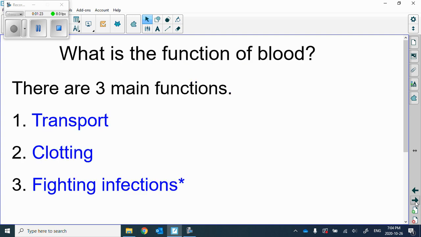And it functions to transport, so this would be oxygen, carbon dioxide, waste. We just finished digestion, so we talked about the nutrients like glucose and amino acids being absorbed by the villi into the bloodstream. Well, these are going into the blood for transportation around your body to all your cells.